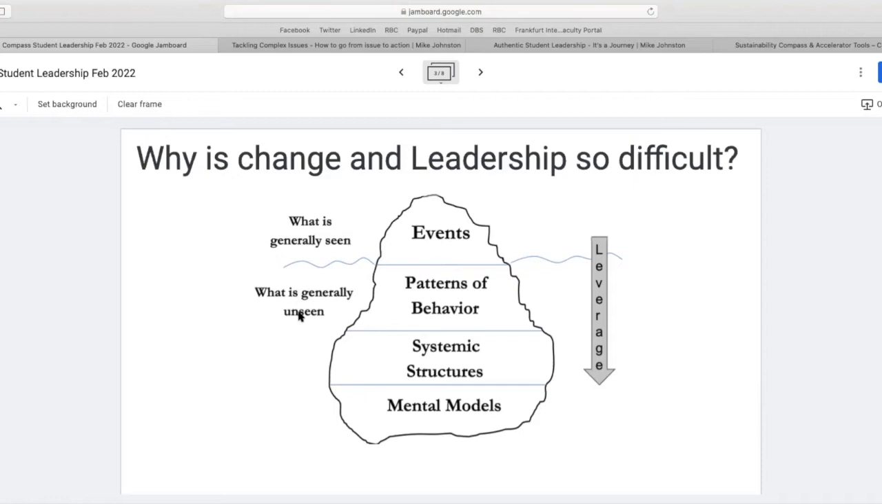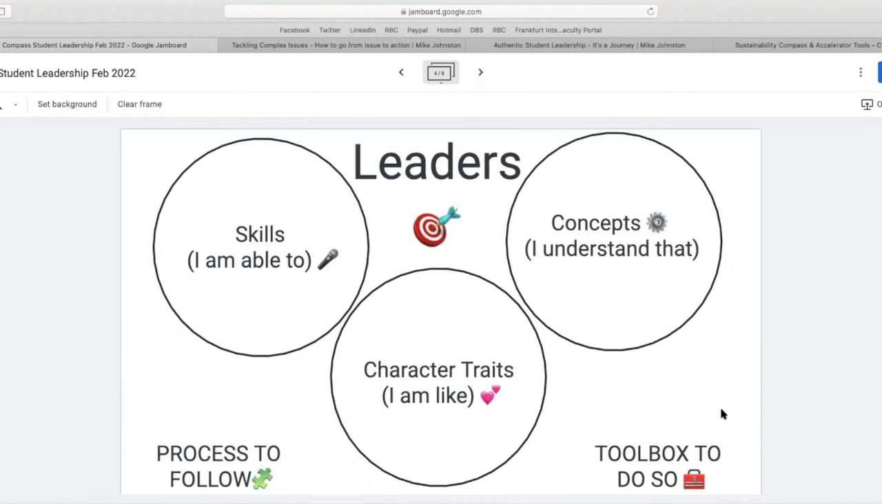So in student leadership, what are we trying to do at FIS? Well, here's what leaders are. Leaders have skills. They are able to collaborate, communicate. You can get more specific under those bigger buckets, use the IB profile, whatever it may be. Leaders understand things. They understand concepts.